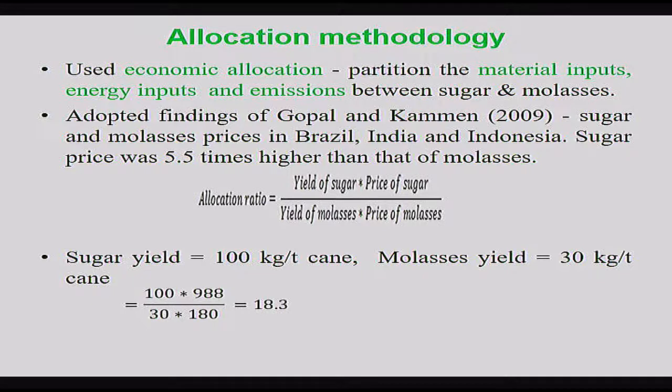So I used that allocation ratio, where I got the yield of sugar, that's the price of sugar, divided by the yield of molasses, that is the price of molasses. Then I've just indicated the allocation that I did. And so the allocation ratio was in the ratio of 18.3 to 1. So that's the partitioning that I did between sugar and molasses.